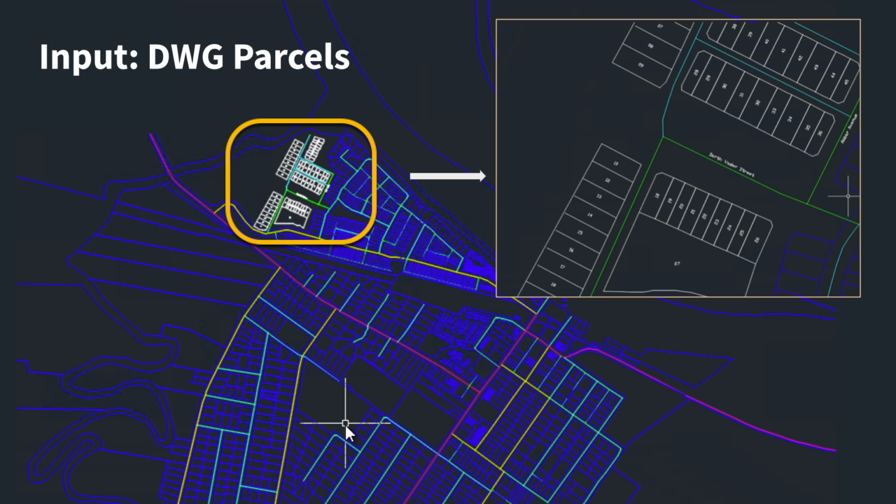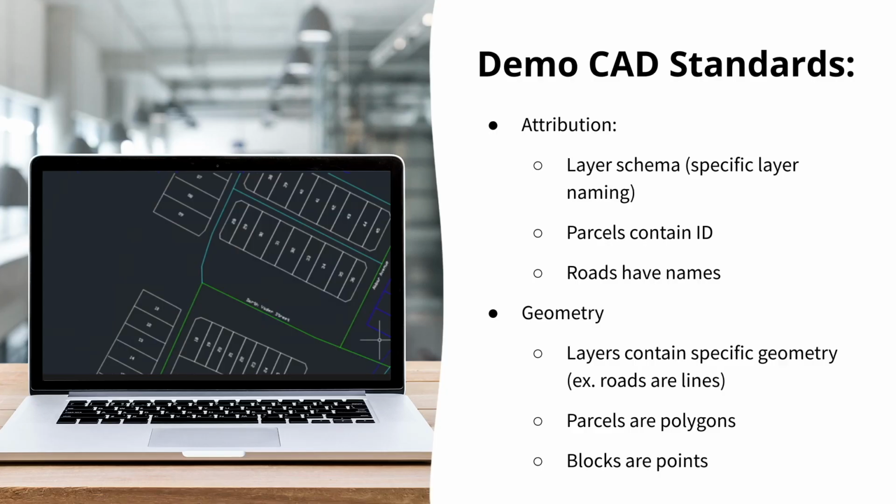And that's what's zoomed in there, our parcels that we'll be looking at. In this example, I've cherry-picked a few examples of typical standards. We're going to look at specific layer naming, so for the layer schema, and we're also going to want to retain text annotations as attributes on the geometry, similar to what Dale had done with road names on the road features. Incoming layers will have to contain specific geometry, so I'm expecting that my roads are coming in as lines, my parcels are coming in as polygons, and that my blocks are coming in as points.